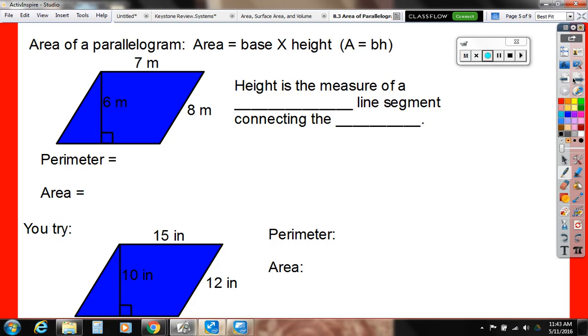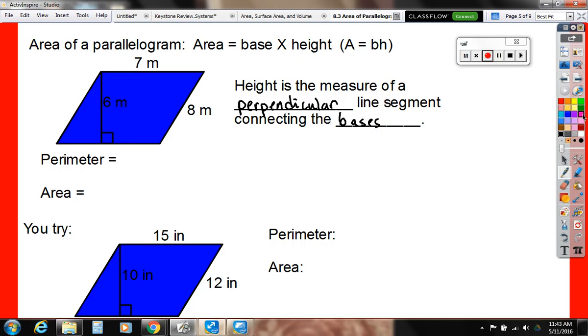All right, area of a parallelogram. To find the area, it's kind of like a rectangle. Rectangle's length times width. Parallelogram we do a little differently. We do base times height. So we're not looking at necessarily both sides of the parallelogram because we define height as the measure of a perpendicular line segment connecting the two bases.